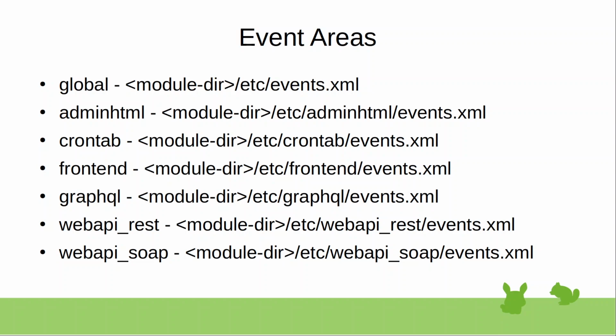Second is adminhtml. All the admin events can be recorded and observed from this directory. Then there are crontab, frontend, GraphQL, REST, and SOAP API. So there are 7 different types of areas where events can be recorded and observers can be configured. The events recorded under frontend will only be recorded if that event is fired from a frontend area. If it is an adminhtml event, then it is from the adminhtml area. If it's a crontab event, then it's from the crontab area, and so on.